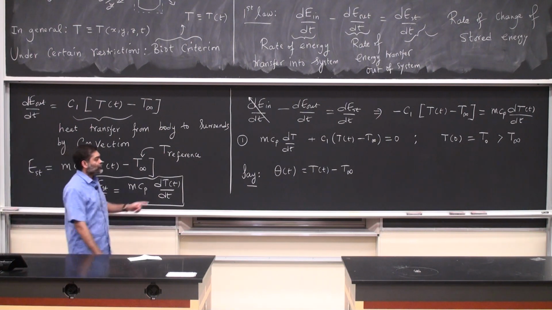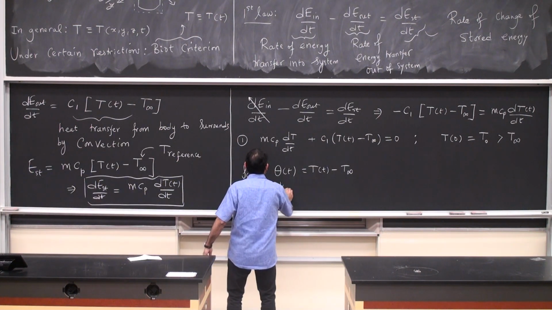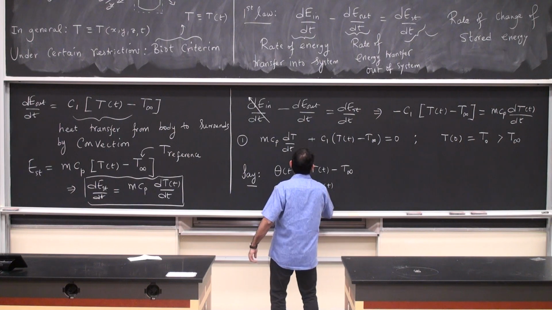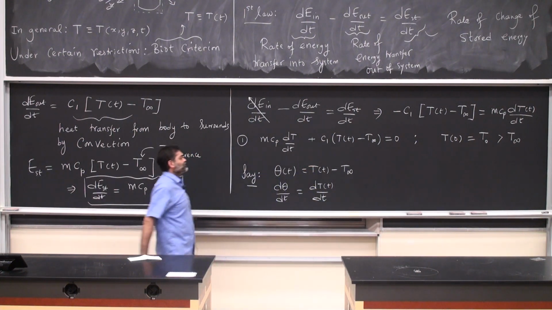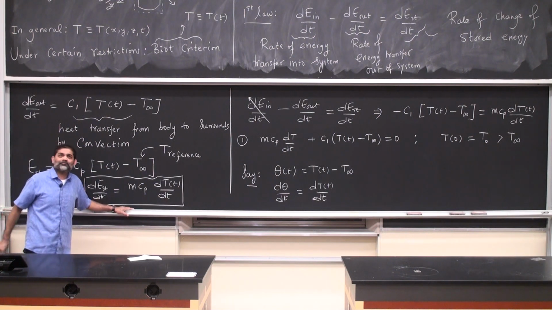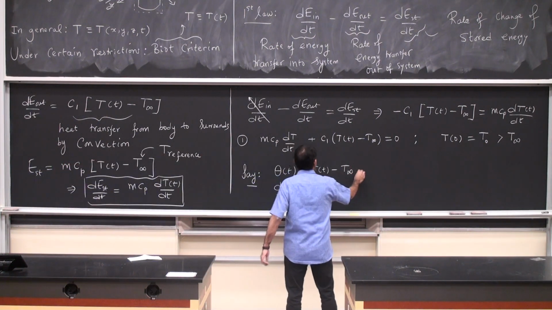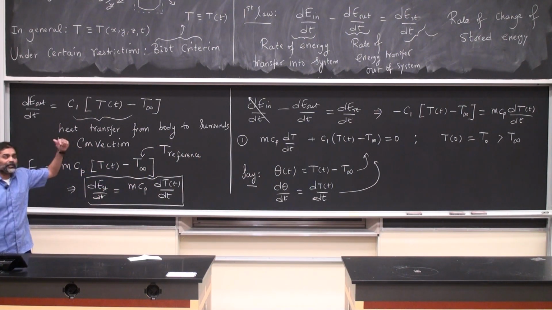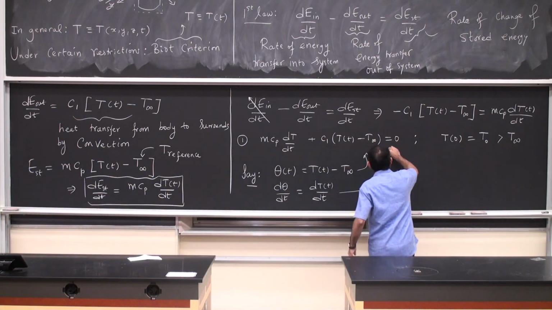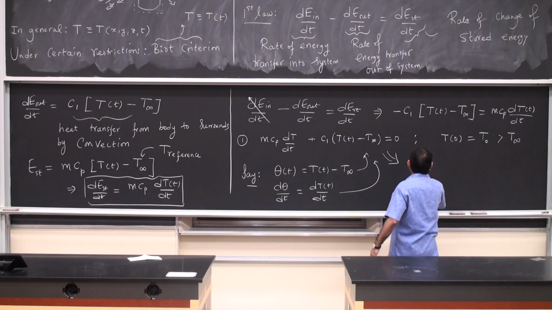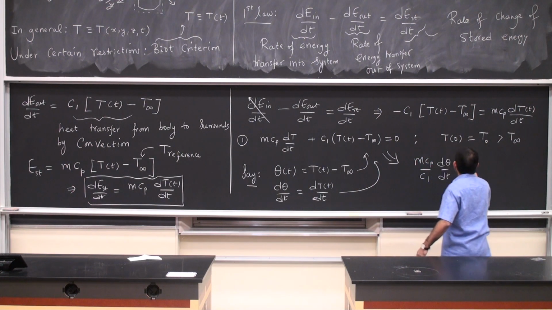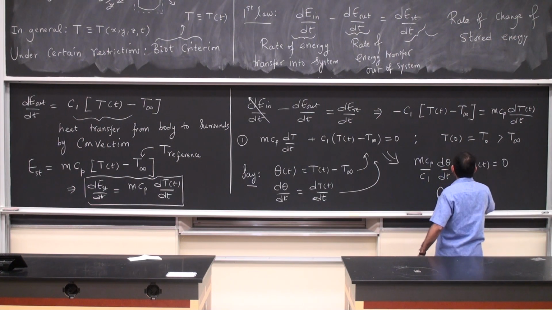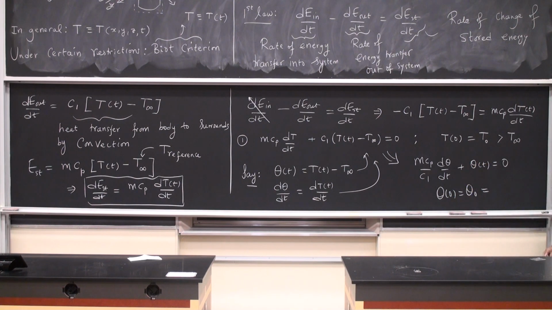What do I have here? If I take the differentiation on both sides, d theta by dt is dT by dt. T infinity is a constant temperature, so that does not undergo any differentiation. So if I substitute, you see that this equation, if I rearrange the term C1 and bring it onto the other side, takes a form, and theta of 0 is theta naught, which is nothing but T at 0 minus T infinity.